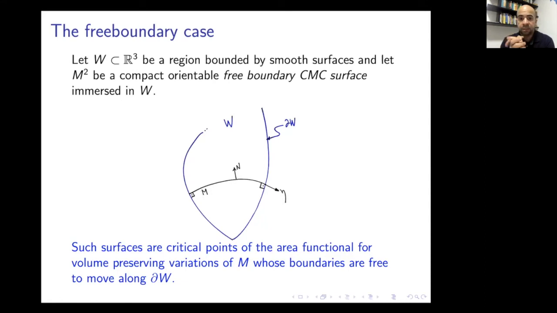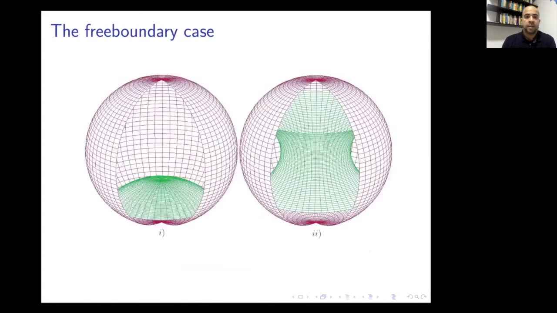The point is that these surfaces are also critical points for the area functional for volume preserving variations, whose boundaries now are free to move along the boundary of W. And here we have two pictures. This first one is a spherical cap inside the unit ball, the three-ball. The first picture, a spherical cap, is an example of a free boundary CMC surface.